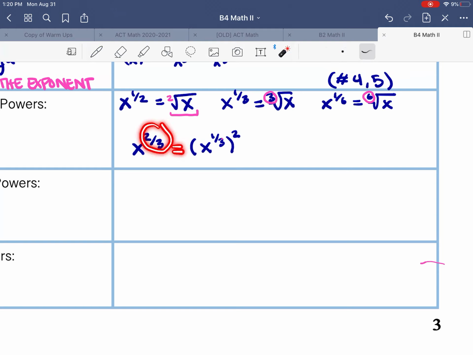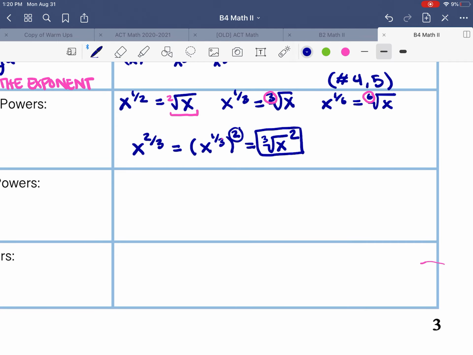So this is an equivalent statement. X to the 2/3 power is the same thing as x to the 1/3 to the 2nd power. We're just splitting up that power so that we can better understand what it means. Because we know what 1/3 power actually means. It's a third root. And then this 2nd power just remains a power outside of that third root. And that's how you rewrite the fractional exponents into something that we can actually make sense of.